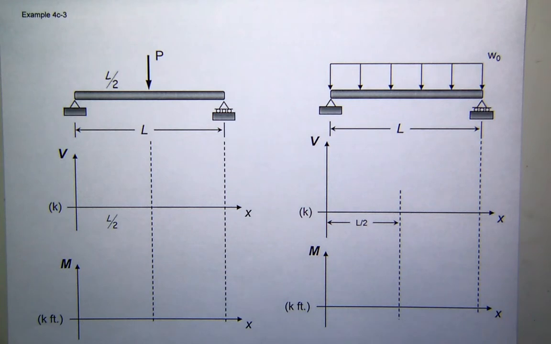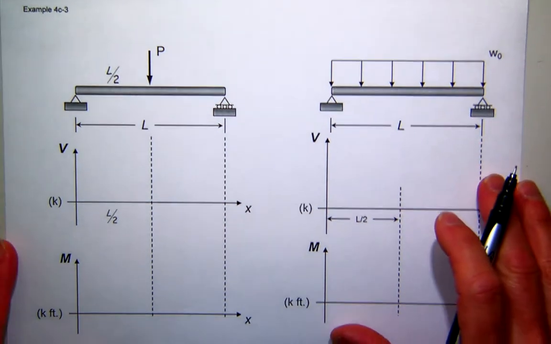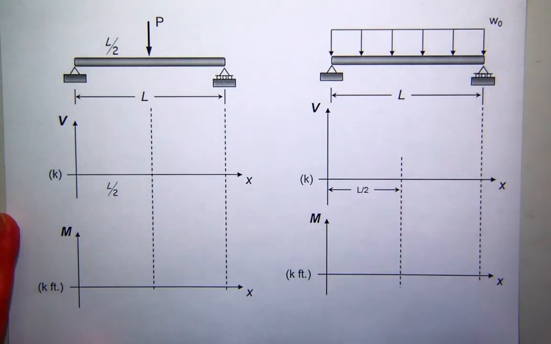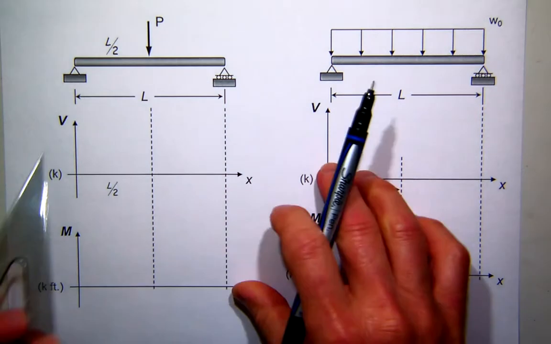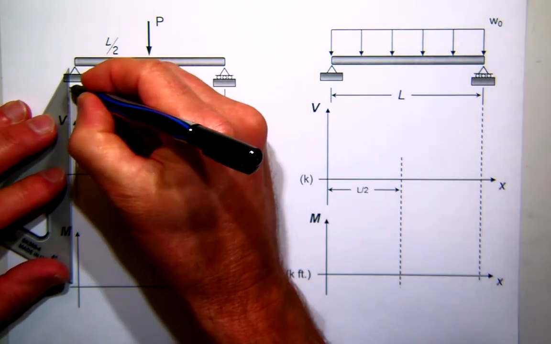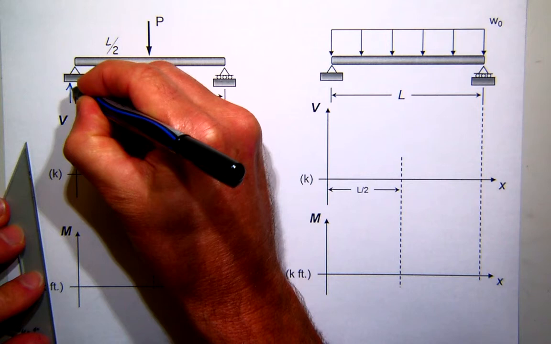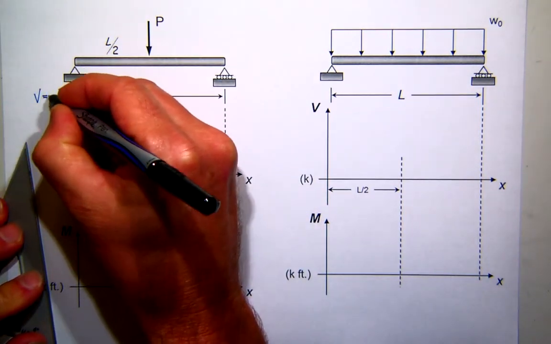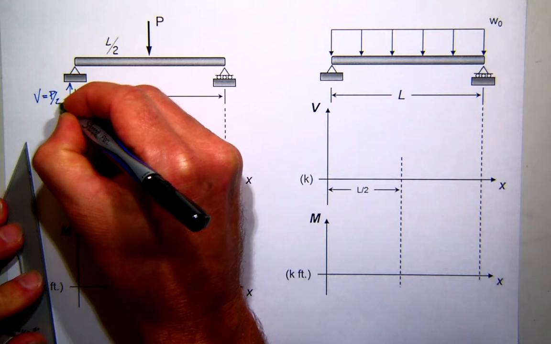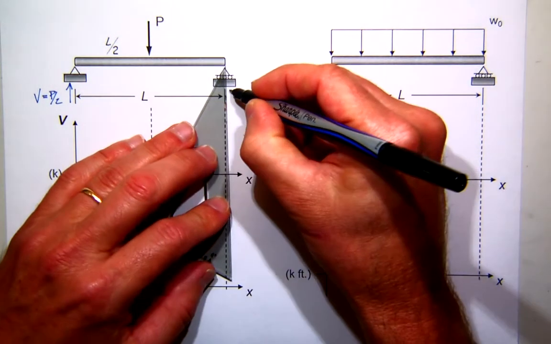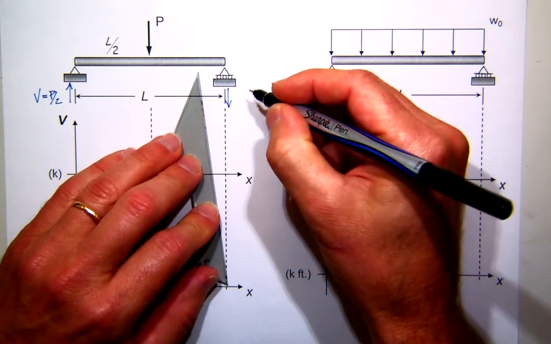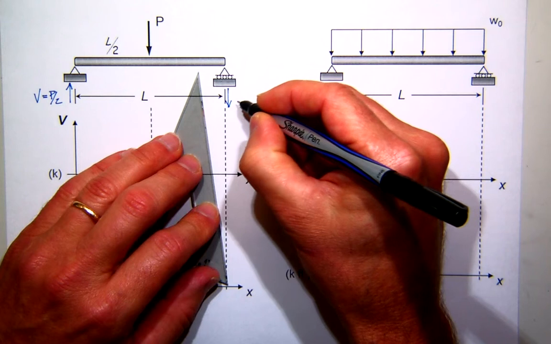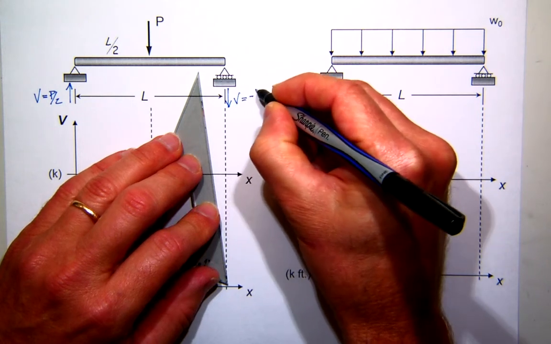Alright, let's draw the shear, force, and bending moment diagram for these two. Again, I'll shortcut this a little bit, and we'll talk about shear and moment. The shear at this end is going to be positive P over 2, and the shear at this end, this is positive, right? But it's actually going to be negative P over 2.